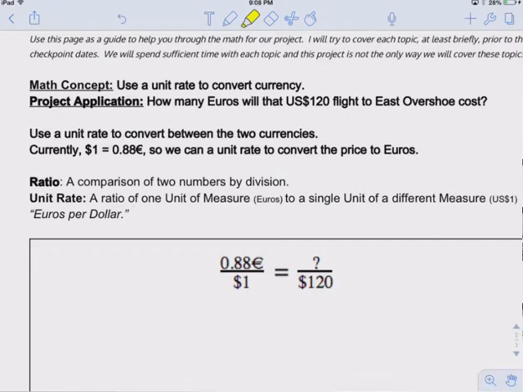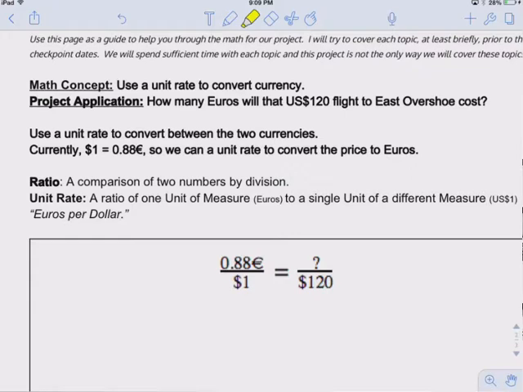So part of your job is to find out what the hotel price and what the airfare price is in dollars and convert it to the currency of the country which you are featuring on your brochure. As many countries deal with euros in Europe, that's what my example will be. There's plenty of places online that will do the conversion for you, but I want you to do the conversion mathematically also as part of the project to show that you understand how to use unit rates.